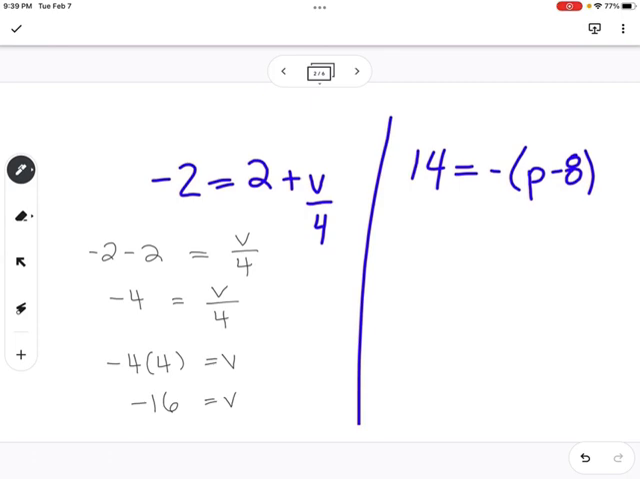Okay. The next example, we have 14 equals negative bracket p minus 8. So the negative out front is a negative 1 that we are multiplying by the bracket. So we want to move the multiplying by a negative 1 to the other side, meaning we're going to have to divide. So 14 divided by negative 1 is equal to p minus 8. 14 divided by negative 1 is negative 14. And then we want to move this minus 8 to the other side, and it will become a plus 8. So negative 14 plus 8 equals p. And our answer here, negative 6 equals p.